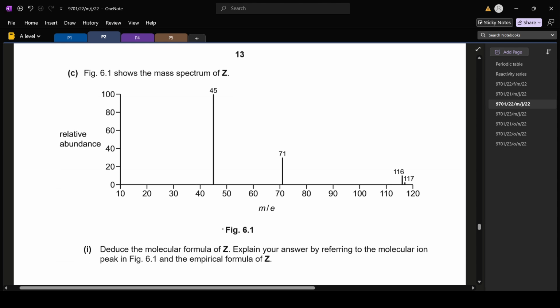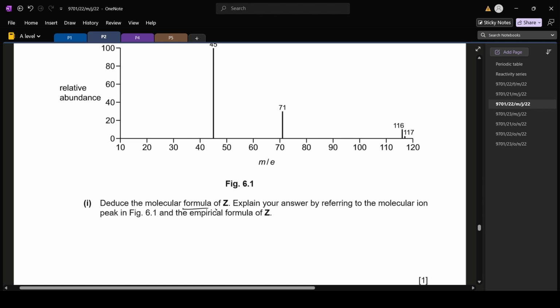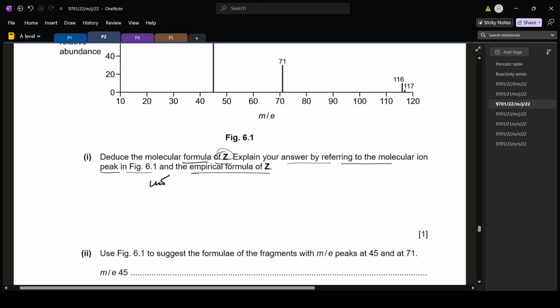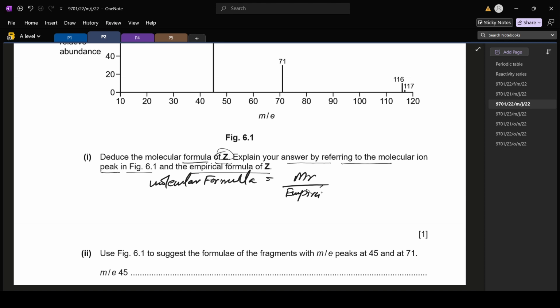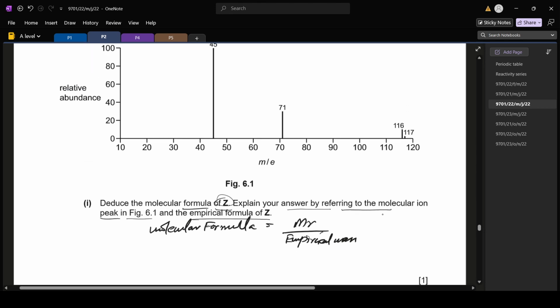Moving towards next part C. Figure 6.1 shows the mass spectrum of Z. Deduce the molecular formula of Z. Explain your answer by referring to the molecular ion peak in figure 6.1 and the empirical formula. So now you have to calculate the molecular formula, and the molecular formula is equal to Mr divided by empirical mass. So Mr you will find from this graph.